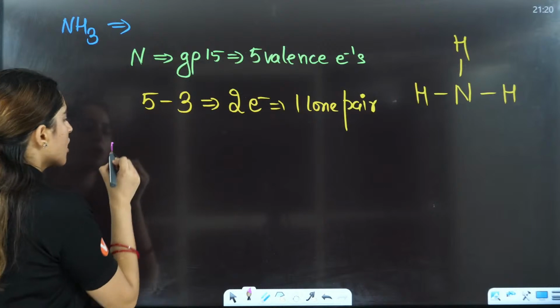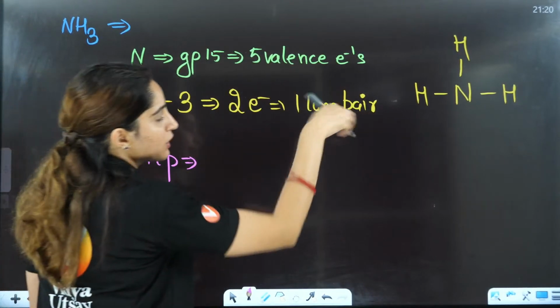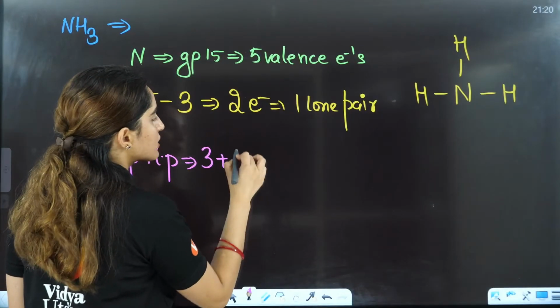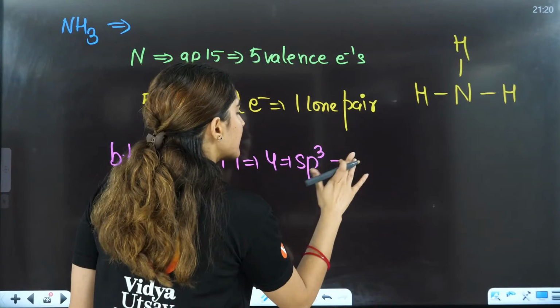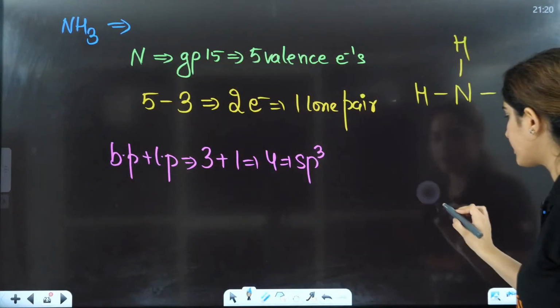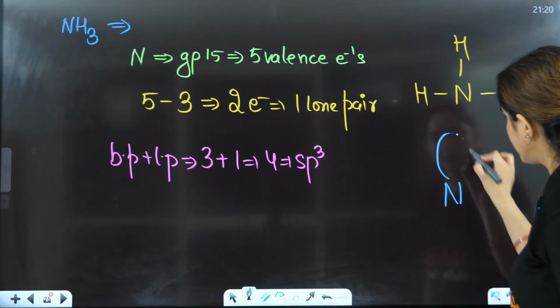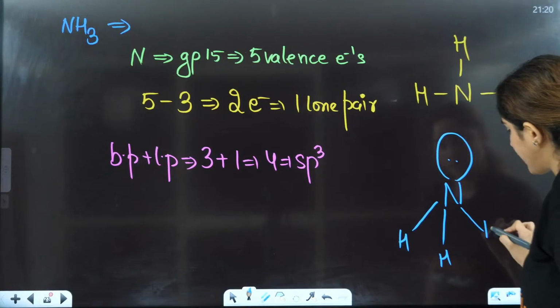So 1 lone pair it will have. That means bond pairs plus lone pairs: 3 bonds plus 1 lone pair is 4, that is sp3. So in reality the geometry is going to be, with nitrogen and this lone pair, a tetrahedral shape.